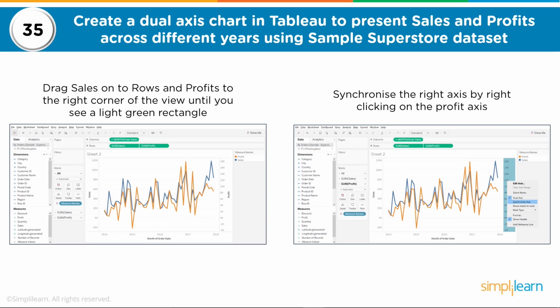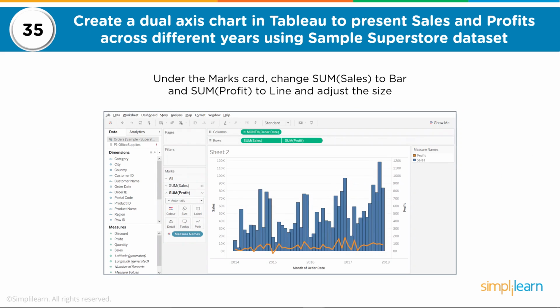One of those things, if you haven't done this hands-on, you don't know what you're doing, you're going to run into a bind because you're going to be just kind of dropping it and wondering what happened. Synchronize the right axes by right-clicking on the profit axis. And then let's finalize it by going under the marks card, change some sales to bar and some profit to line, and adjust the size. And then we have a nice display that we can either print out or save and send off to the shareholders.